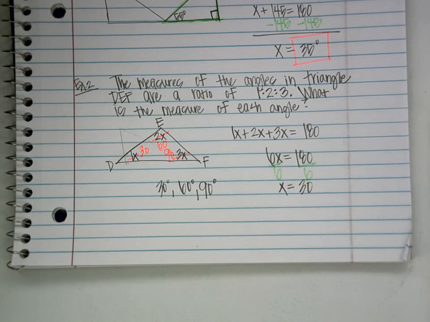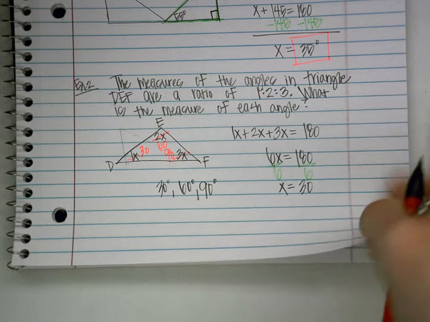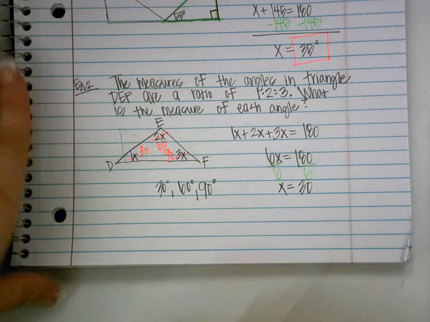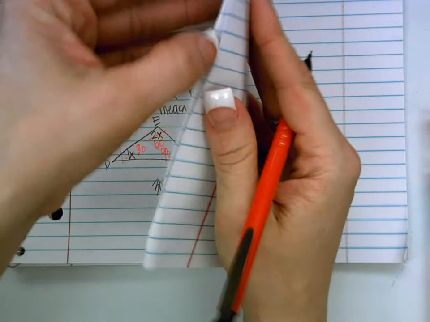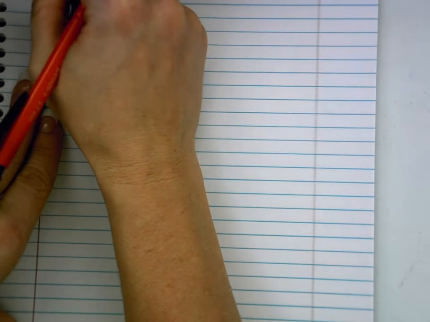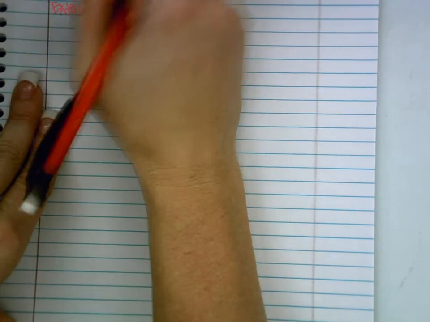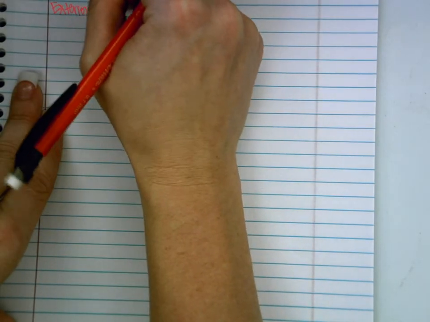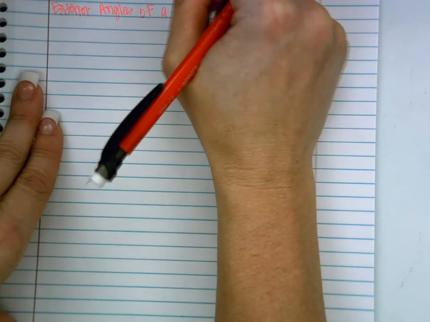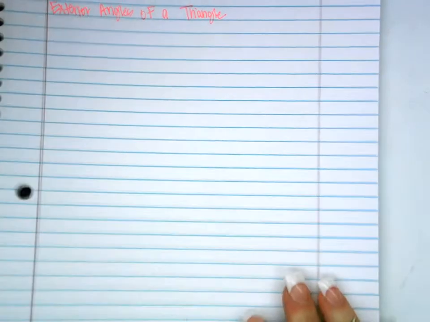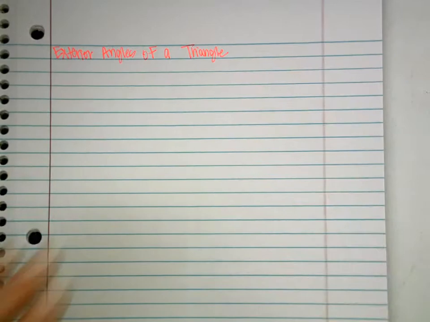Questions on how we did that? Pretty good? Okay, next thing we want to talk about is another formula that you are going to need to know. These are the exterior angles. Exterior angles of a triangle.